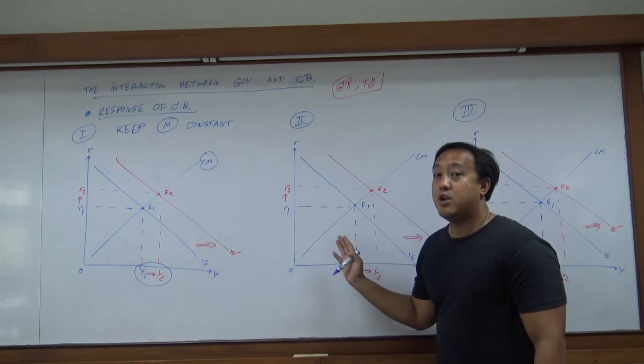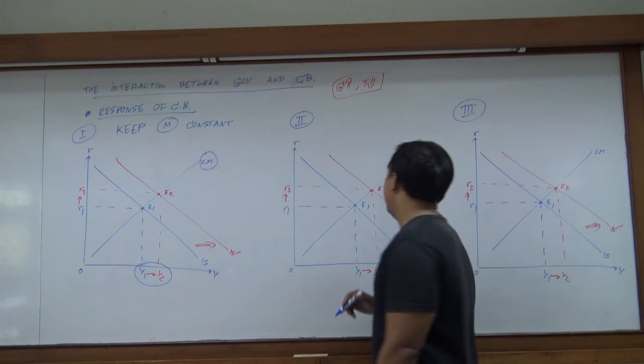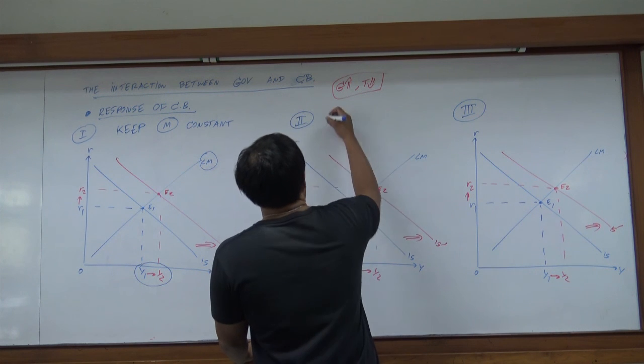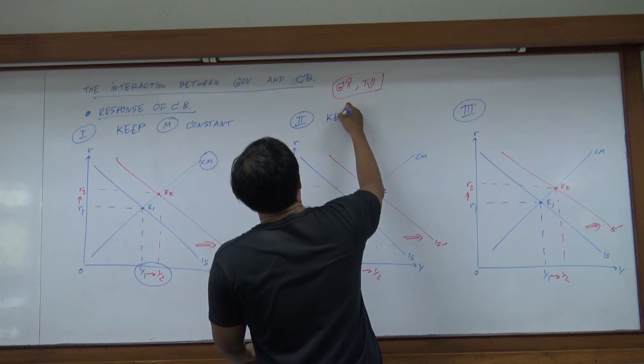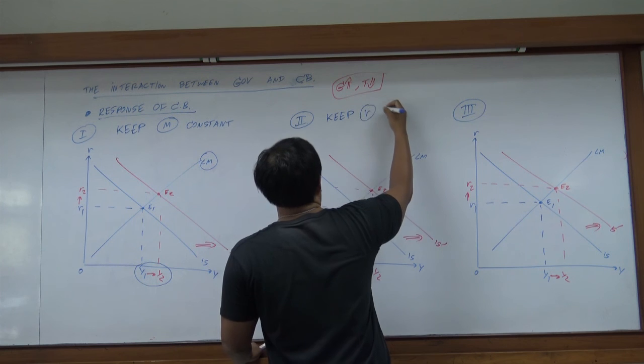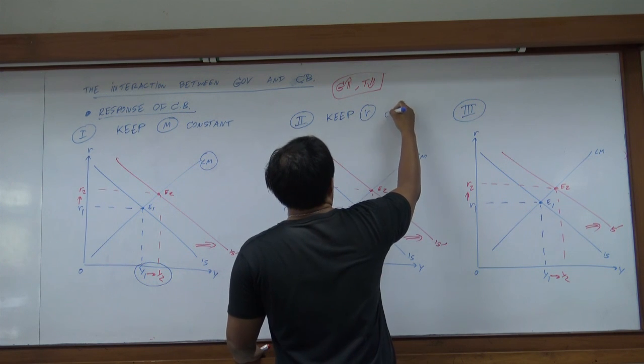The second way: the central bank can respond by trying to keep the real interest rate constant.